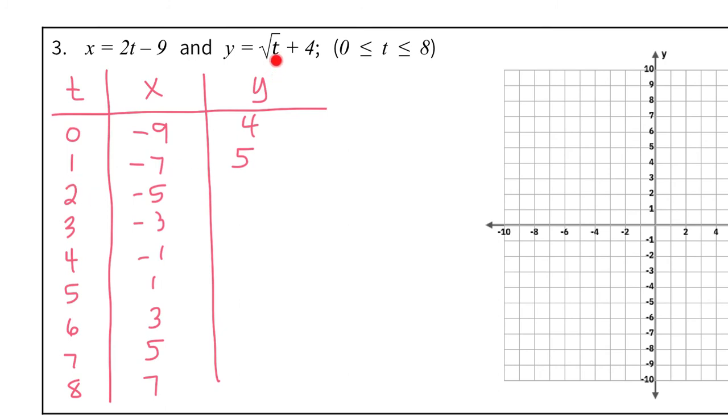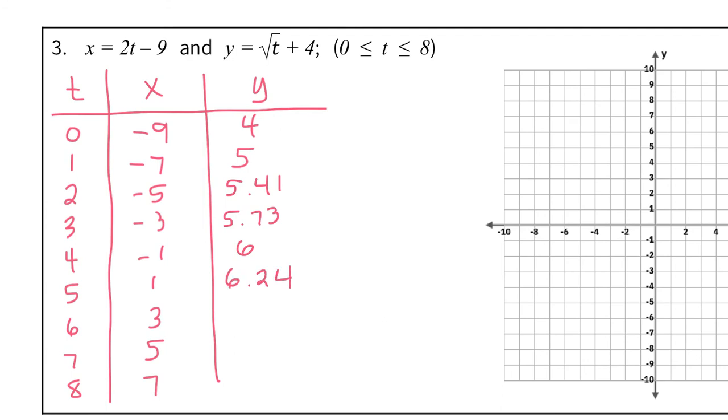Plug in 2, square root of 2 plus 4. This is where it gets complicated. The square root of 2, I just put it in my calculator, and it's 1.41, and it keeps going forever. But we're going to add 4 to that, so this is going to be 5.41. Square root of 3 is 1.73, so plus 4 is going to be 5.73. Square root of 4 is 2, that's an easy one. 2 plus 4 is 6. Square root of 5 is 2.24, so this will be 6.24.